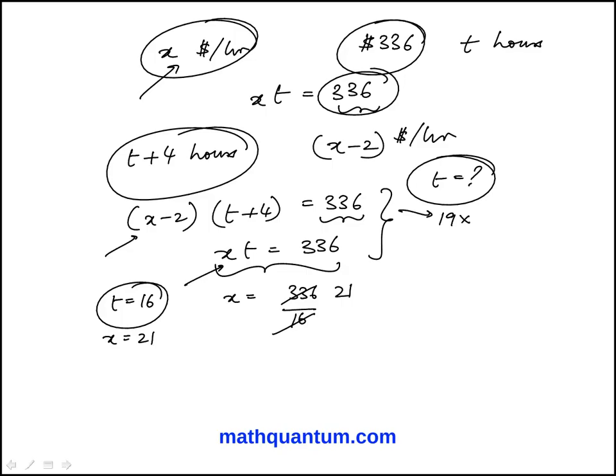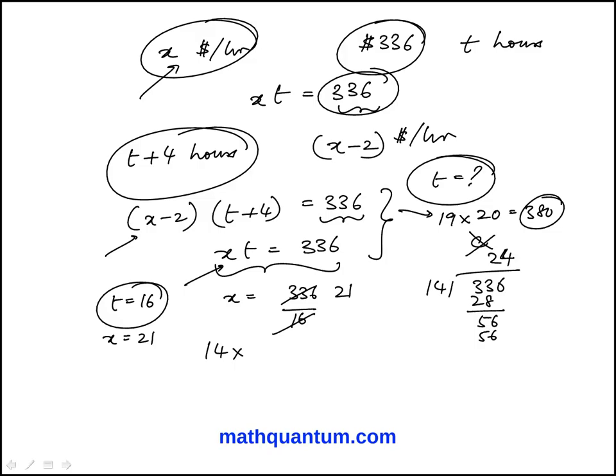19 times 20, which is 380. Okay, we don't. So C is not the answer. If we try, let's see if we go 14. 14 times 2 is 28. 14 times 4 is 56. So, okay, so T is 14.